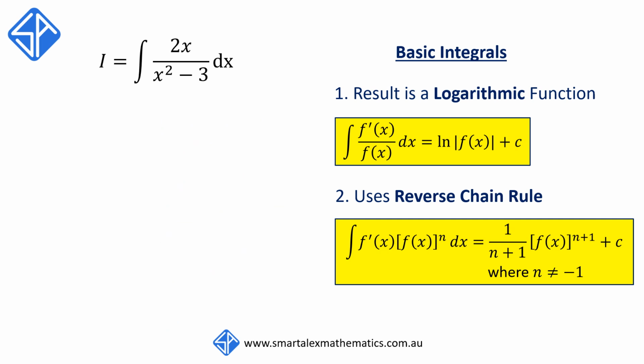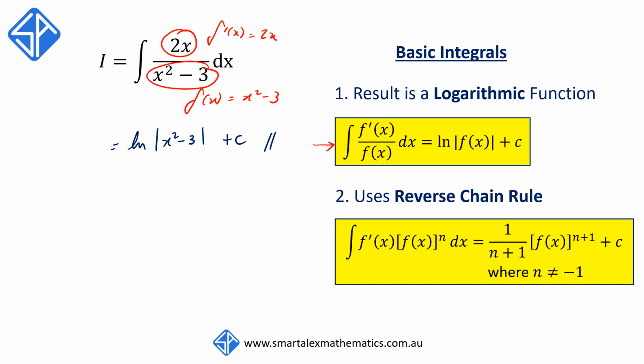Our third example, we've got 2x on x squared minus 3. This time, if we let f of x be equal to x squared minus 3, then f dash x is going to be equal to 2x. So you see that we've got the first scenario where we've got f dash x on f of x. So the integral of this is simply equal to ln absolute of x squared minus 3 plus c.